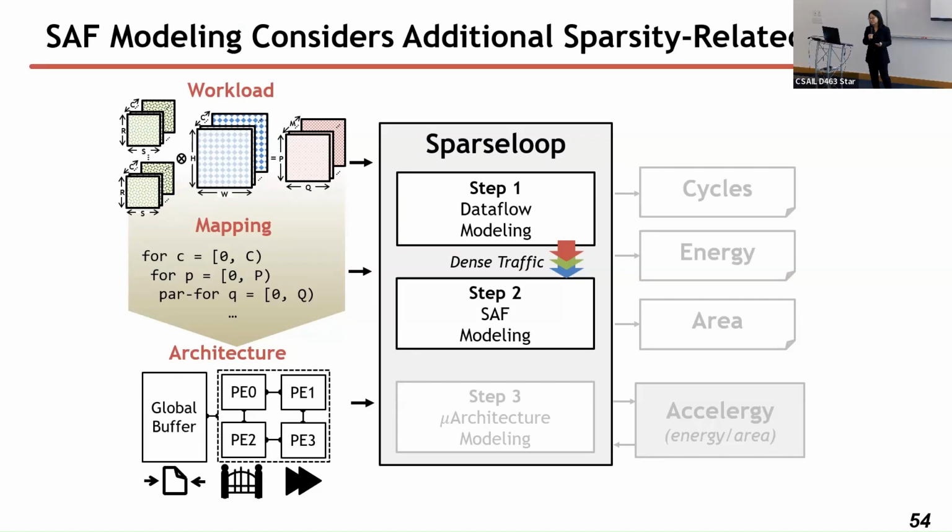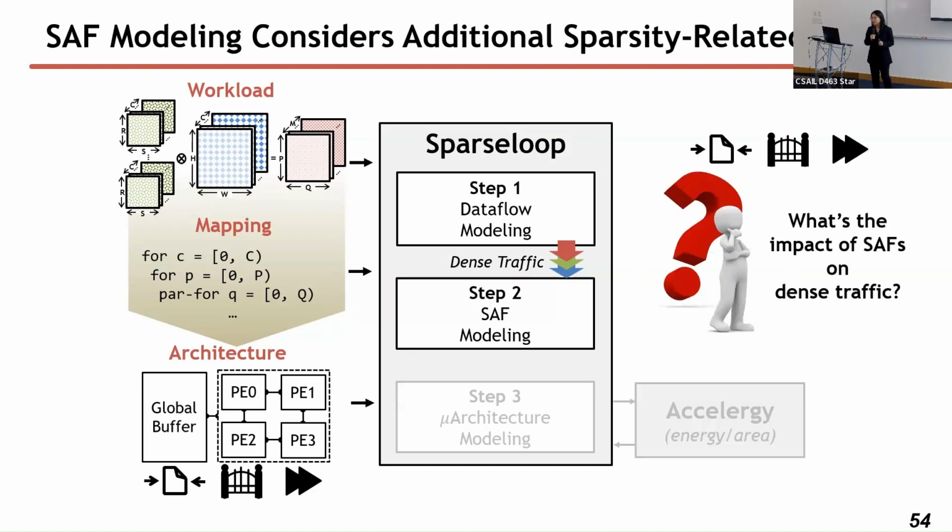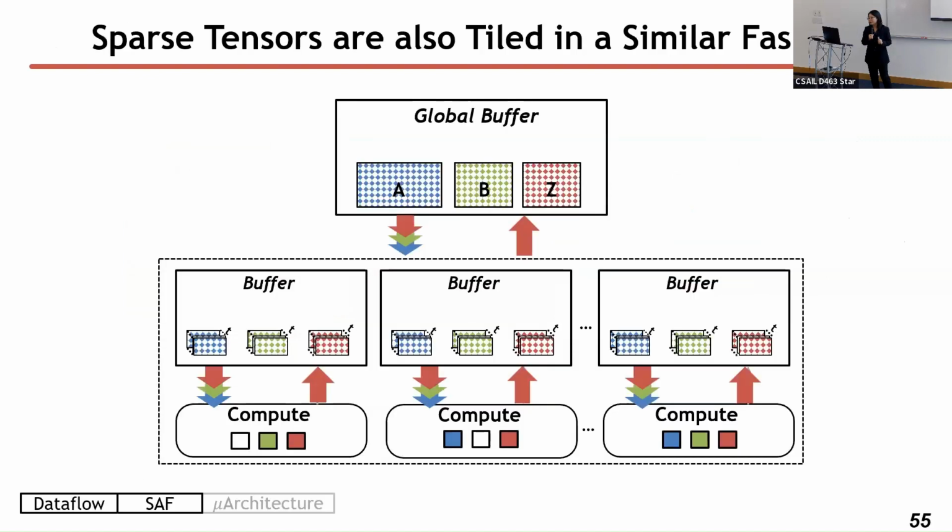So with the dense traffic produced, we want to now consider the sparsity information in our workload and architecture. So the goal of the second step, SAF modeling, is really to consider what are the impact of the SAFs applied to the architecture on the dense traffic. And in order to do that, again, let's look at an example.